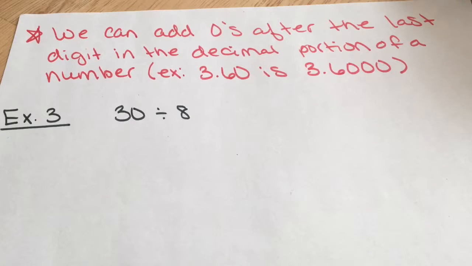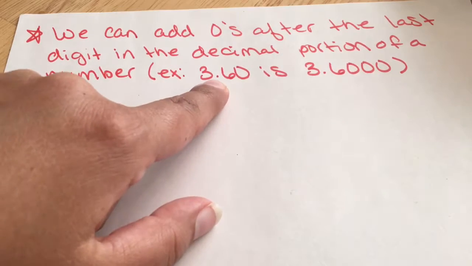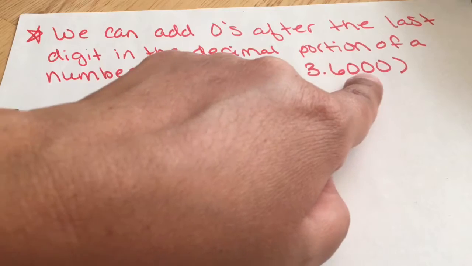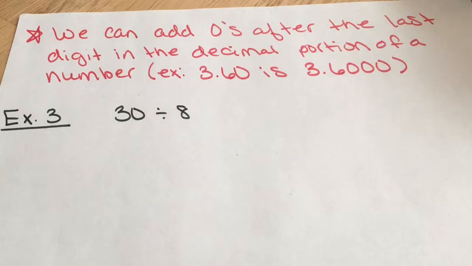Now we have to ask ourselves, what happens if we don't just end our problem like we did on the last ones with no remainder? Well, we have to remember that we can always add zeros after the last digit in the decimal portion of a number. For instance, if we have the number 3.60, we can have 3.600, 3.6000, or 3.6000000, and so on. So we're going to see what happens in this next example. We have 30 divided by 8.